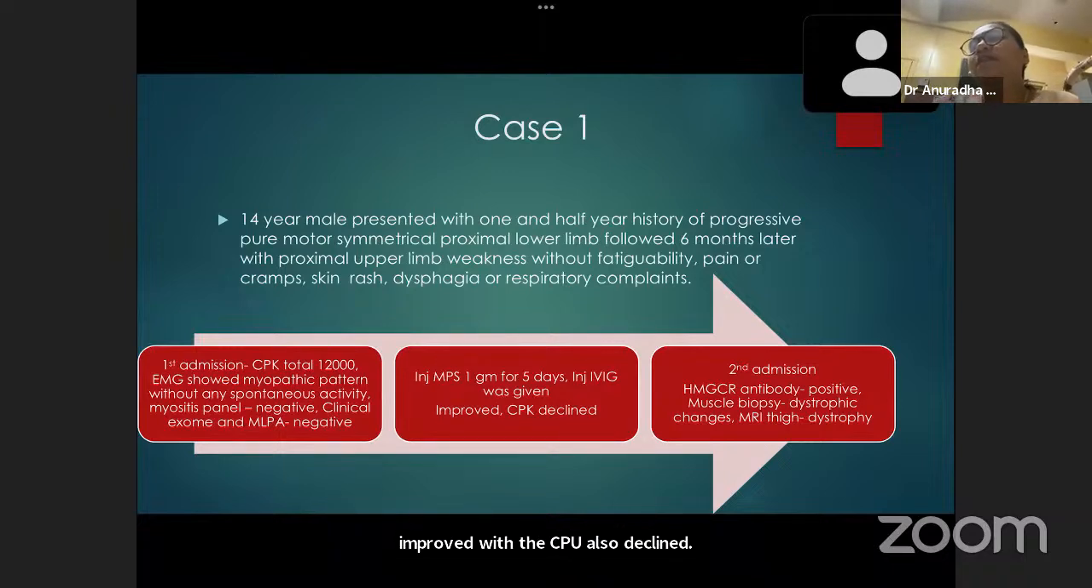When he came to us on the second admission, his weakness again started in a similar manner. He had lower limb proximal weakness and upper limb proximal weakness. This time we decided to send an extended antibody panel, in which HMGCR antibody came positive. His MRI thigh showed dystrophy in the posterior muscles of the thigh. Muscle biopsy also showed dystrophic changes.